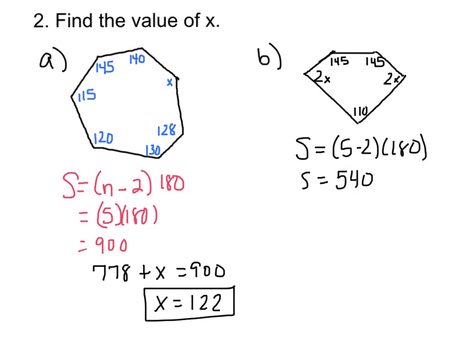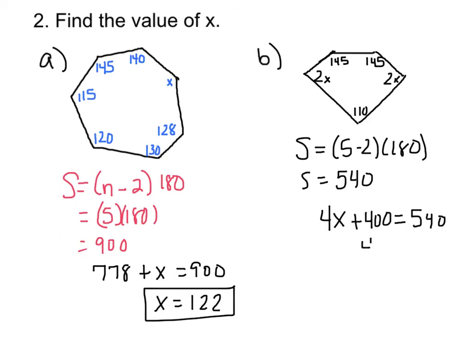So we know everything is going to be equal to 540, so let's add up our angles. I always start with the x's. To me, that's the easiest. So 2x plus 2x is 4x. Add together your three angles that you have. 145 plus 145, well, that gives you 290. 290 plus 110 gives you 400.